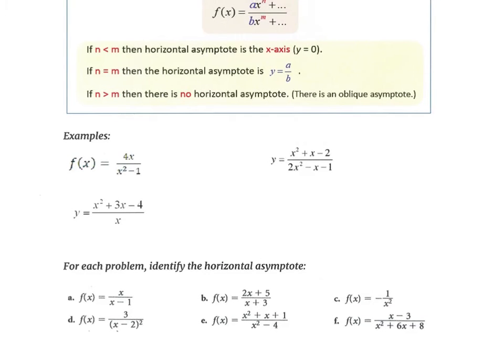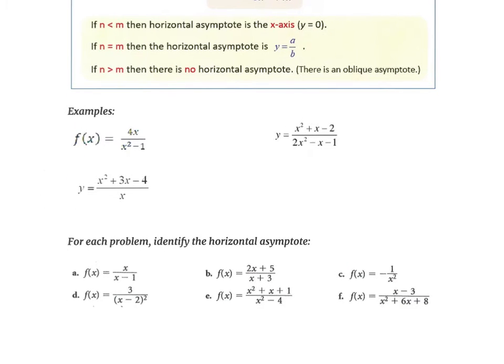They're pretty easy, just looking at those degrees, and then you can see down here at the bottom that those are your assignments to find those asymptotes. Up at the top, I want to look at the degree of the numerator and the degree of the denominator. Well, remember that's a 1 and that's a 2.